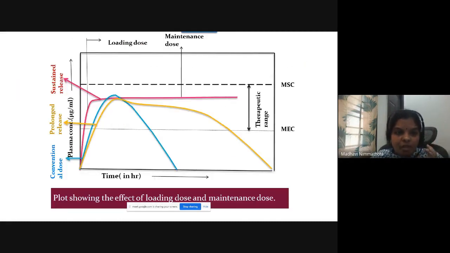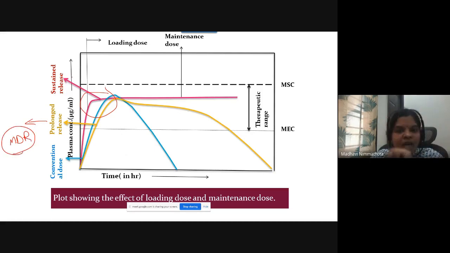See here, up to this level we may call it the loading dose, and after this, the response of a drug will be sustaining, then we may call it the maintenance dose. See here, in case of the conventional dose, this yellow color mark is prolonged release. This is one separate, modified drug release system.